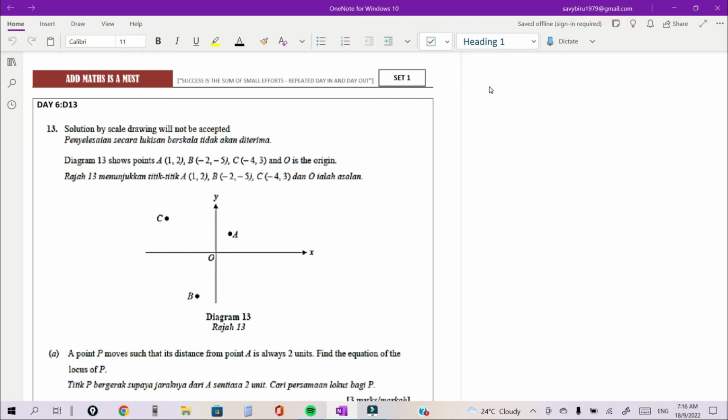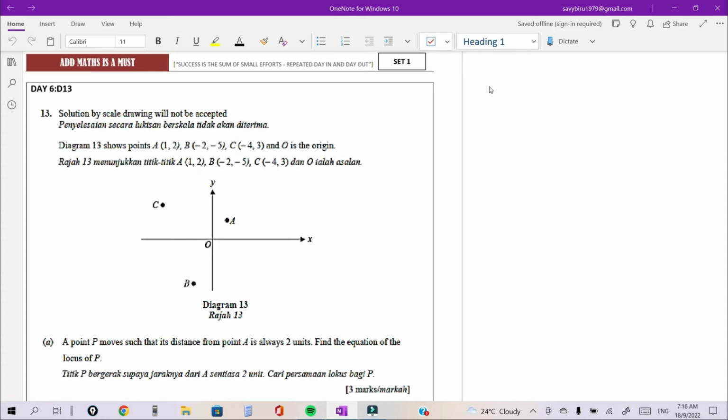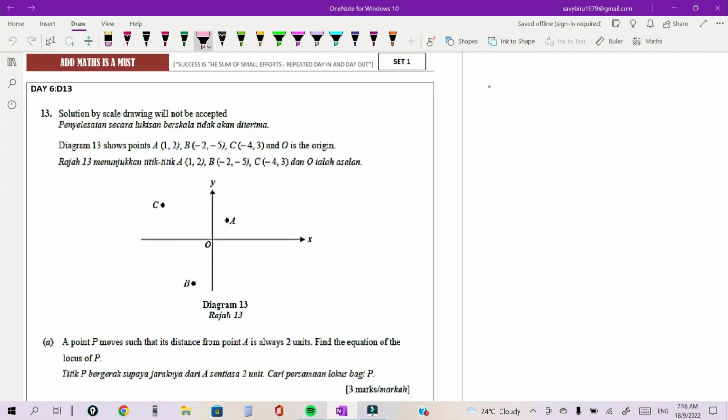At Maths is a Must, Day 6. This is a coordinate geometry question. Diagram 13 shows point A, point B, point C, and O is the origin.